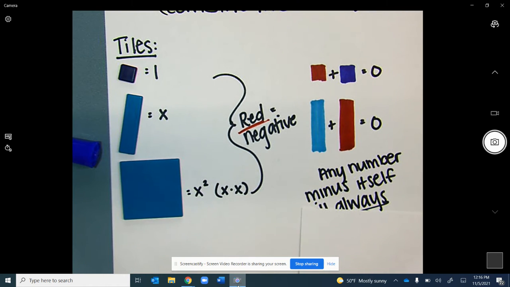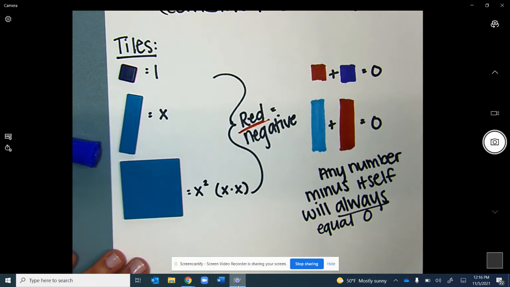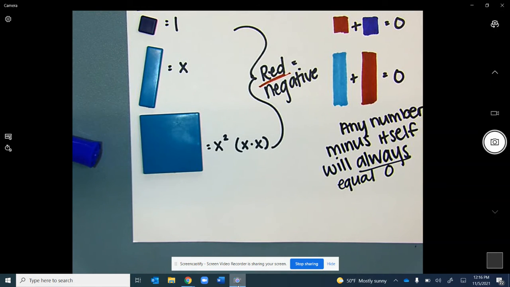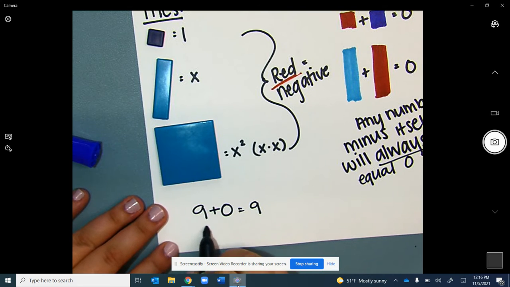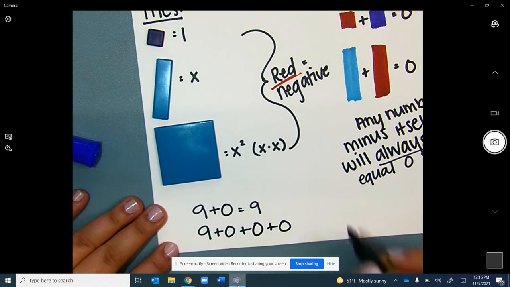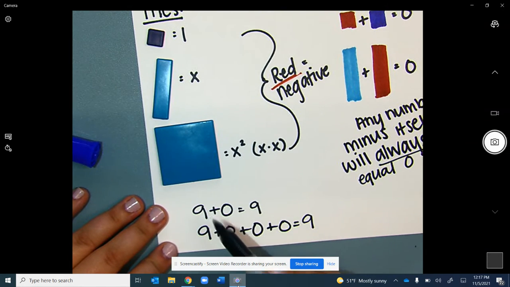Okay, now why does this matter? Why does this concept of 0 matter when we're trying to simplify expressions and solve equations? So if I had 9 and I add 0 to it, what does that equal? Well, that just still equals 9, right? Now, what if I have 9 plus 0 plus 0 plus 0? Well, we know that that's still going to equal 9, right? So I can add 0 as many times as I want without changing the value of what I started with.